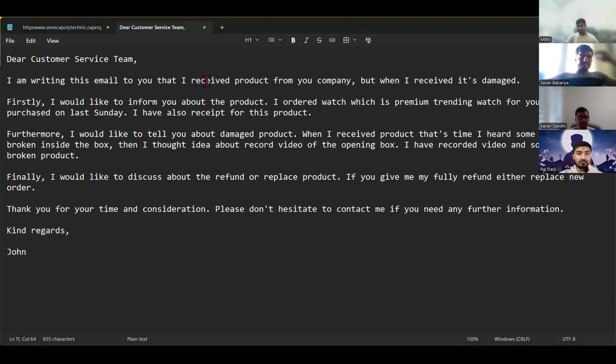Dear customer service team, I am writing this email to you that I received a product from your company, but when I received it, it's damaged.